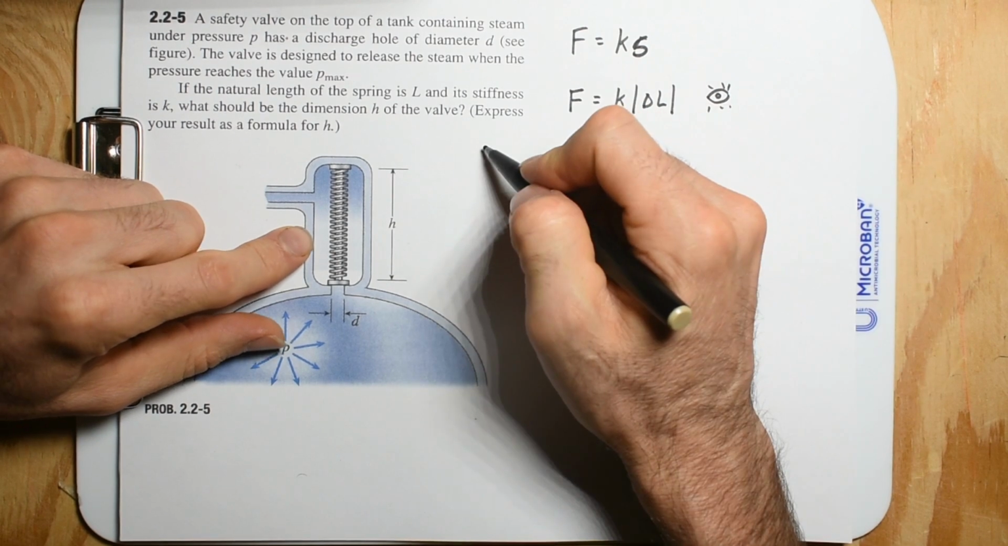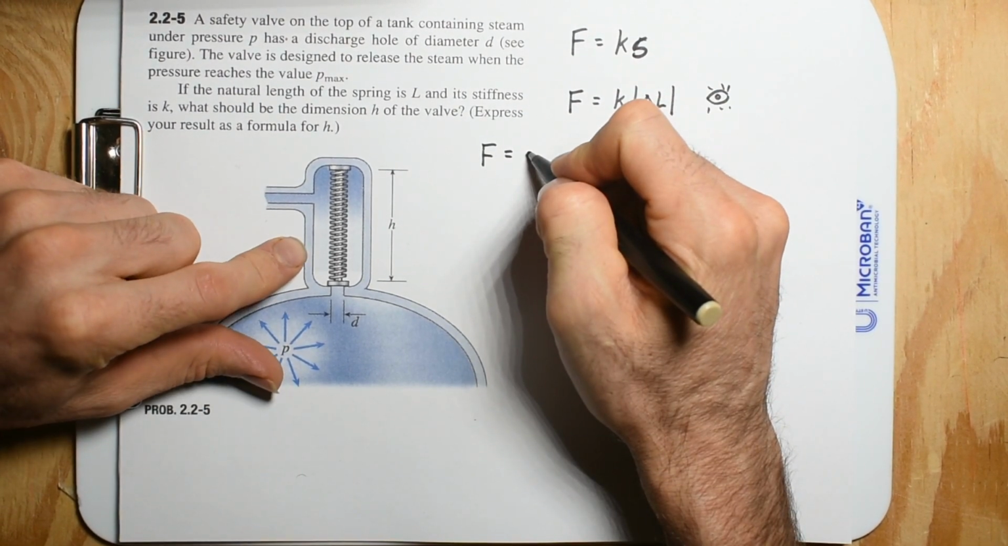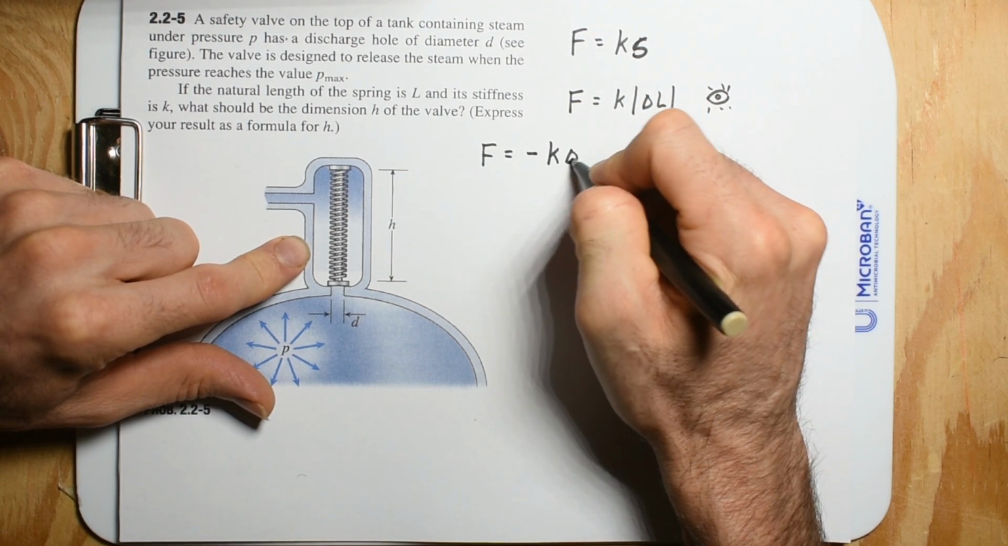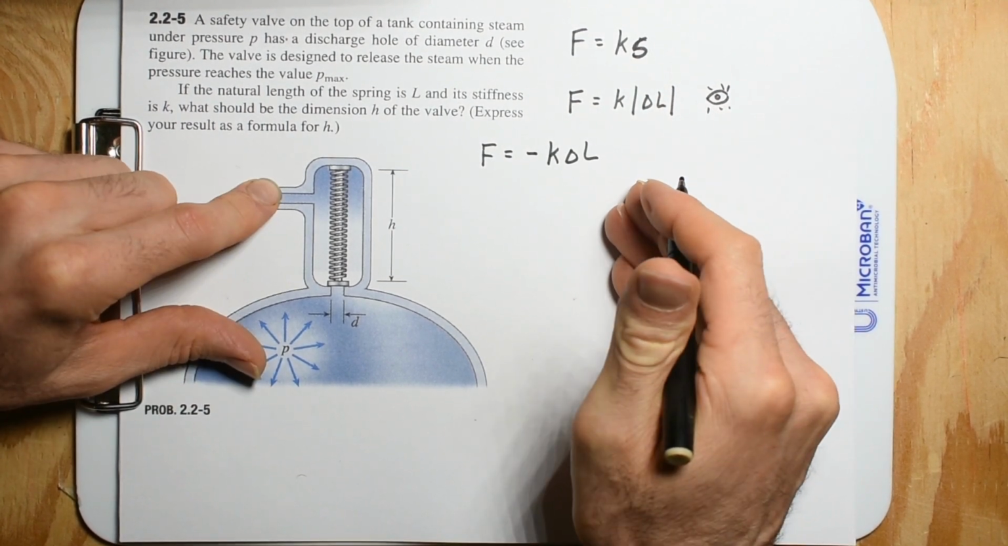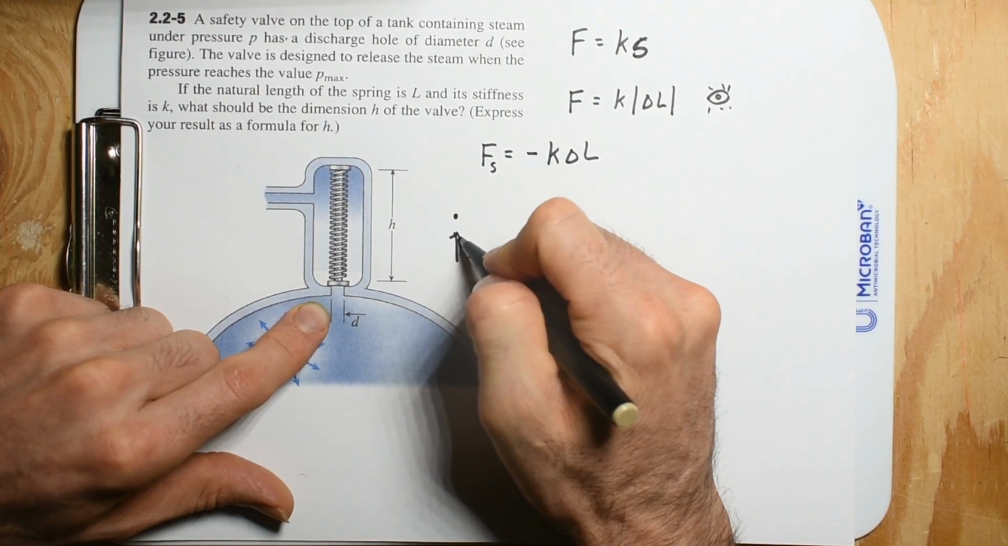Let's use the actual formula for a spring. Let's just get used to it. So we have negative K times the change in length. This will work 100%. So let's do it. Force of a spring, free body diagram.